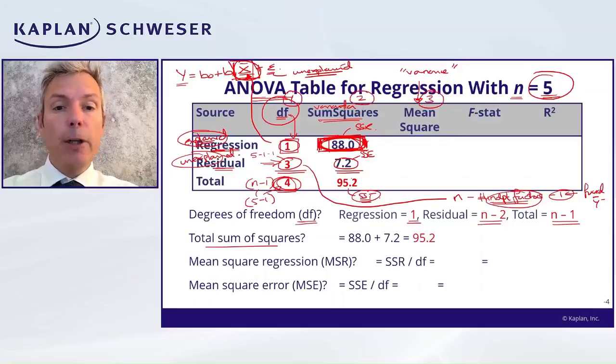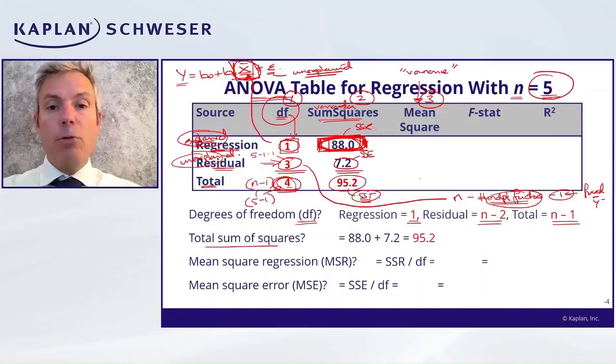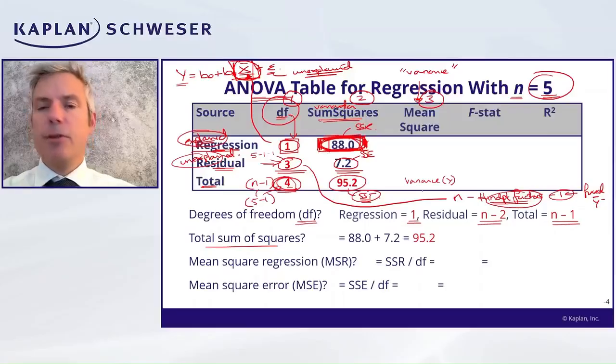In fact, for row 3, the total row, if you take the total sum of squares and divide it by the total degrees of freedom, you do get the variance of the data, the variance of y. However, that's not massively of interest to us. What's more interesting is what happens when you do that for the other rows.